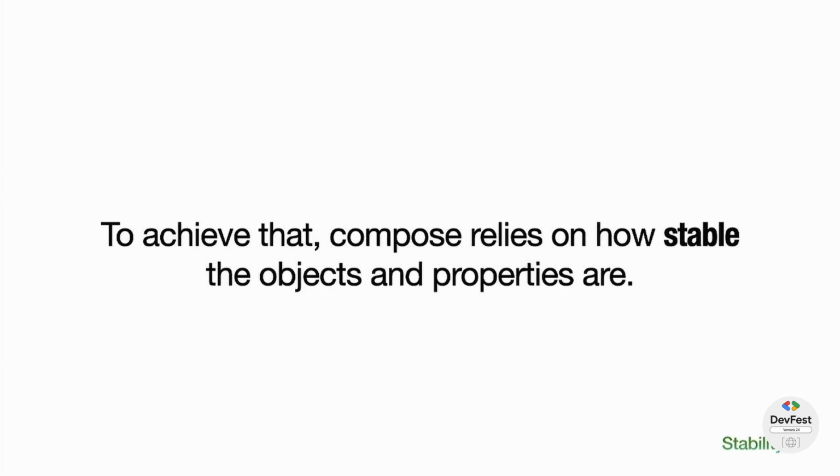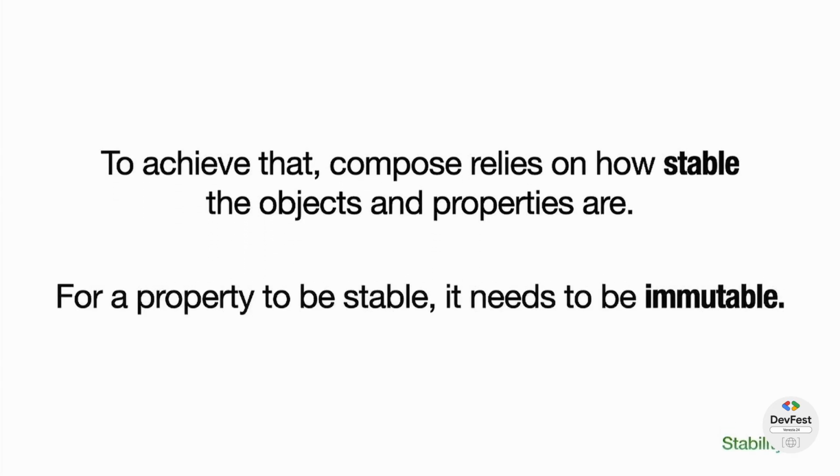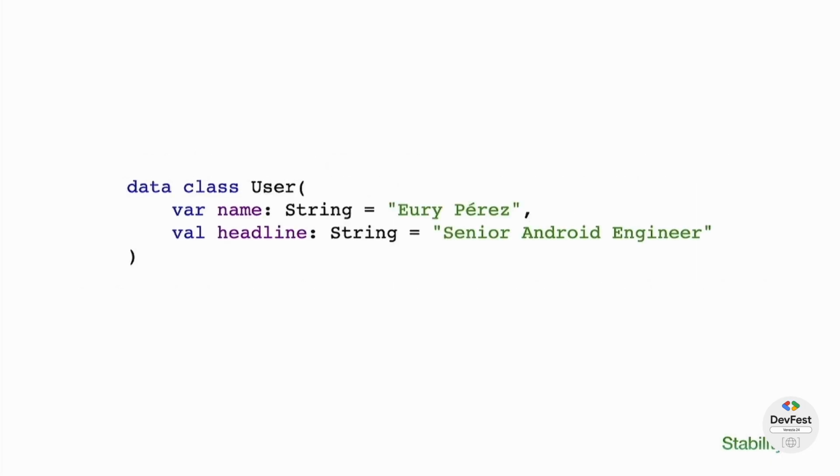But to be stable sounds subjective, right? But Compose defines a set of rules to determine if a piece of data is stable or not, right? So essentially, for a property to be stable, it needs to be immutable, right? So if it is immutable, the Compose compiler will decide, okay, this is stable, and I can for certain know that this property didn't change. So I'm going to give you some examples right after this.